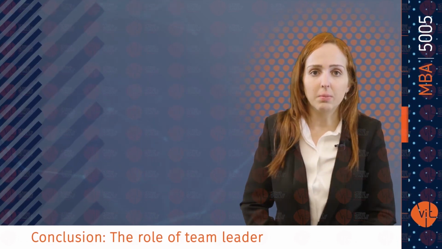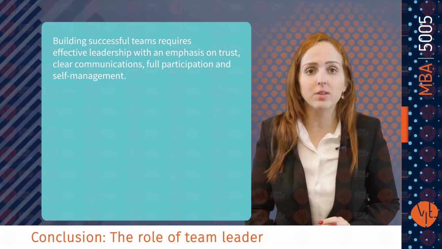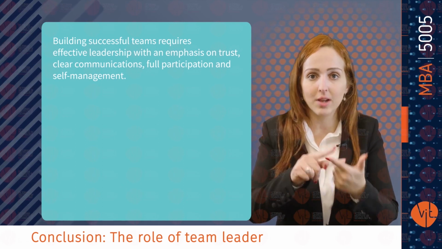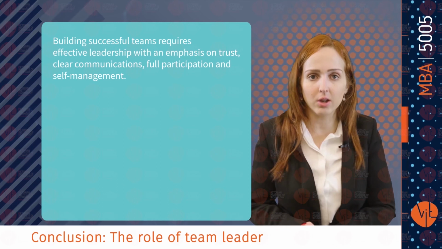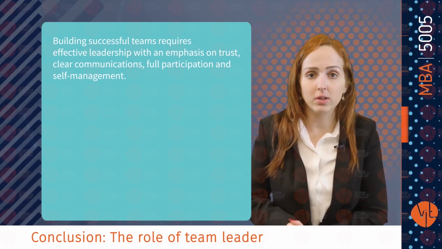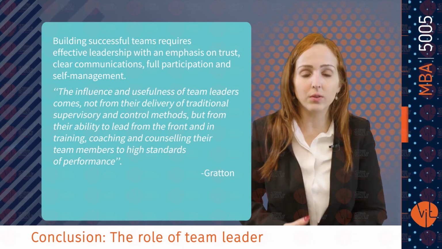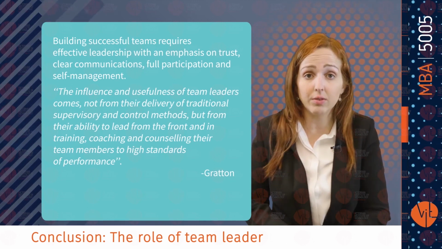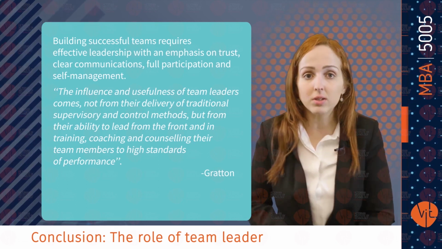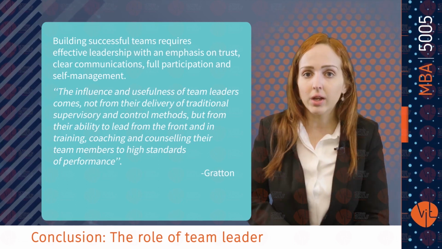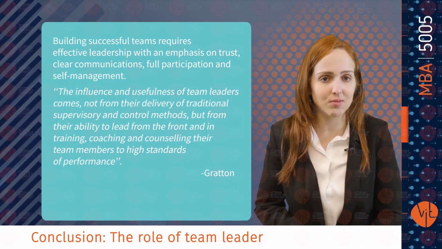So now we come to the conclusion. What is the role of the team leader? It's about building successful teams, and it requires effective leadership with an emphasis on trust, clear communication, full participation, otherwise known as engagement, and obviously self-management. So just to finish up with a fascinating quote, the influence and usefulness of team leaders comes not from their delivery of traditional supervisory and control methods, but from their ability to lead from the front and in training, coaching, and counselling their team members to achieve high standards of performance.